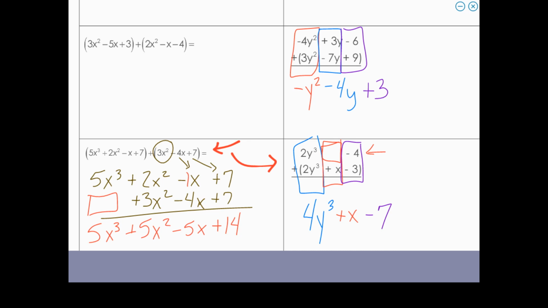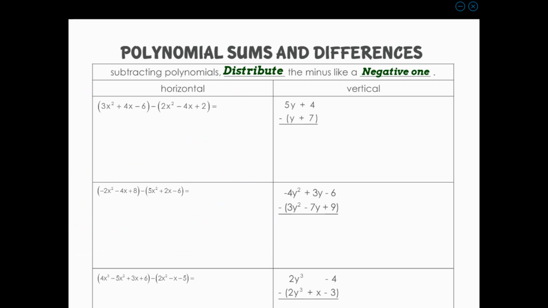So go on to the next page. A few people are still writing, so I'm going to go in just a second. Okay. So blanks at the top. Subtracting polynomials: distribute the minus like a negative 1.